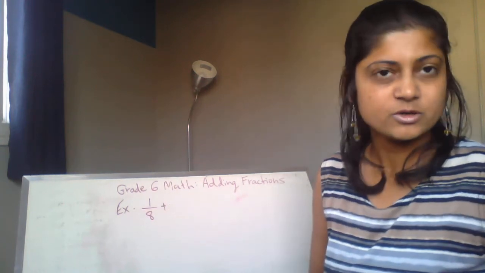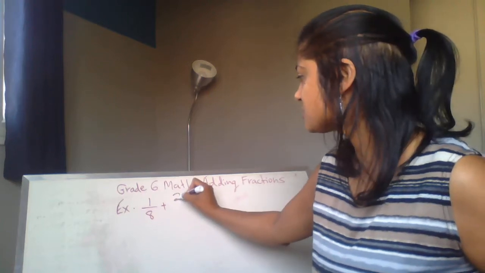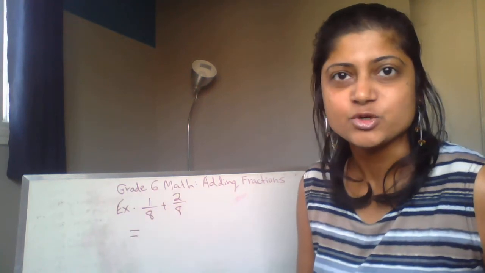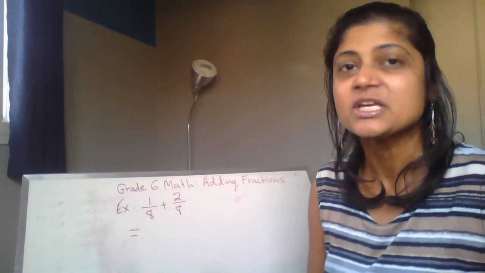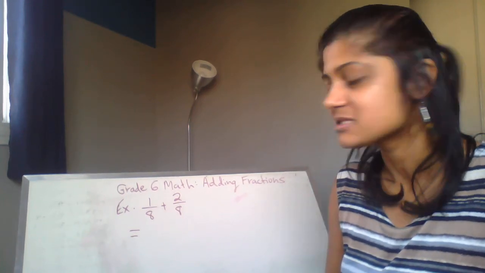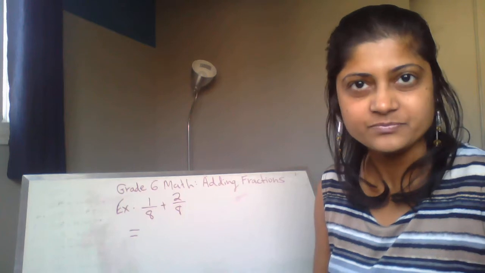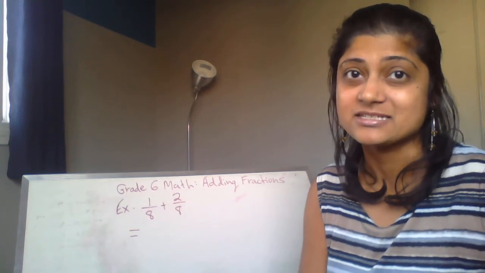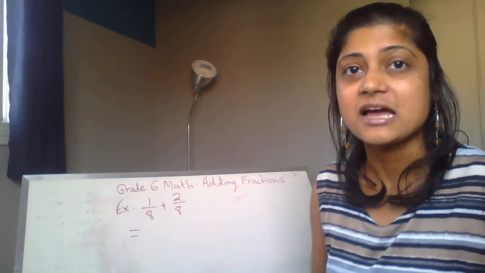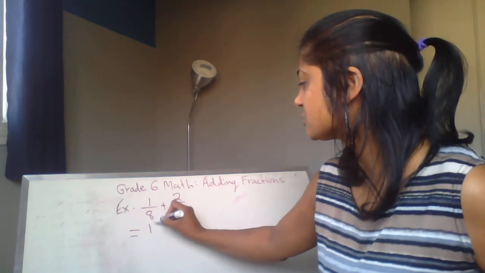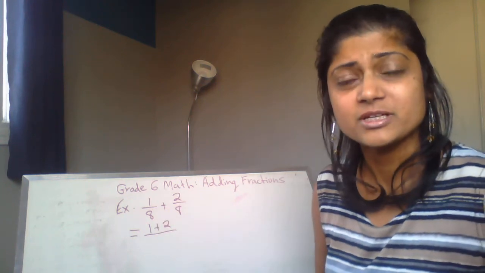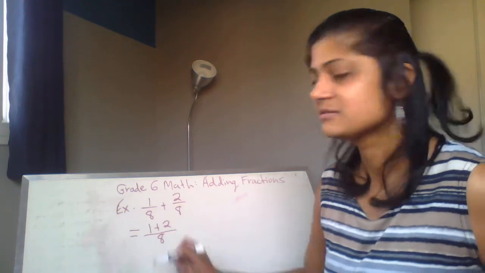Okay, so we're going to try 1 over 8 plus 2 over 8. And again, make sure you're putting the equal sign going down. What you're going to do here is I notice that the denominators are the same, and the denominator again is the bottom number, and it is 8. So what I can do is just add the numerators together. So on top, I'm going to write 1 plus 2, and the whole thing is going to be over 8.